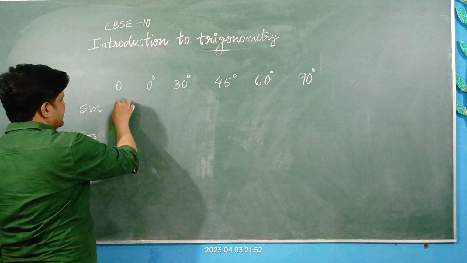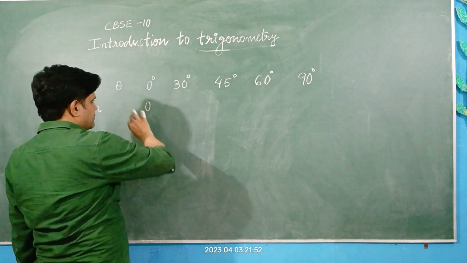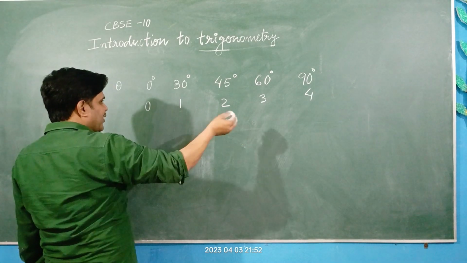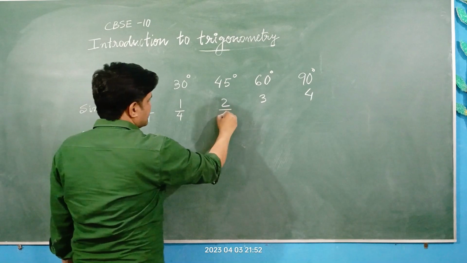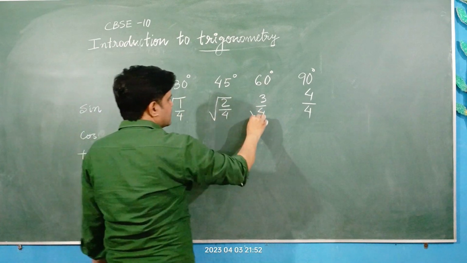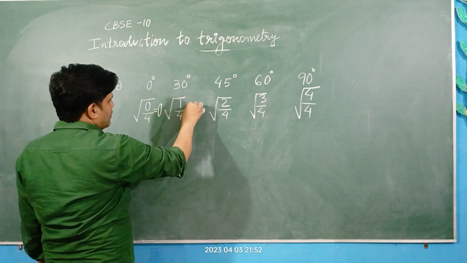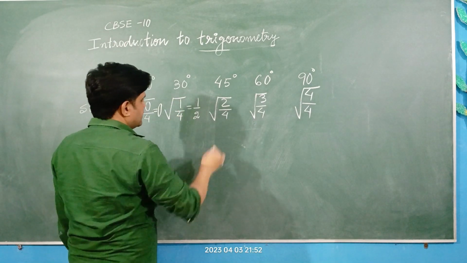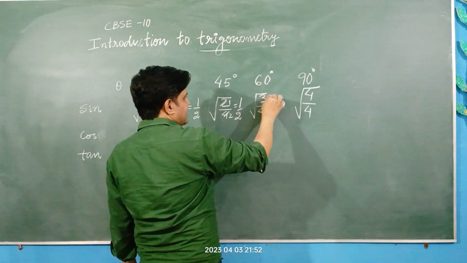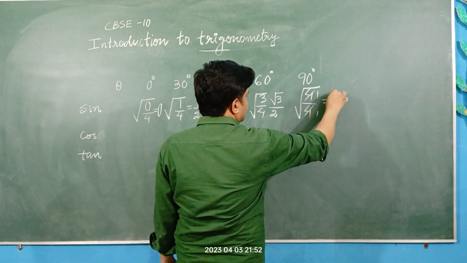So sine of theta, let's say theta is 0 degree, then sine 0 value is 0. How do we obtain that? First, I'll just write the numbers 0, 1, 2, 3 and 4, going up to 4, there is no logic behind it. Let's divide all of them by 4, and let's take the square root of each one of these. What do we get? 0 upon 4 becomes 0. 1 upon 4 becomes 1 by 2. Under root 3 upon 4, square root of 4 is 2, so we get root 3 by 2. And 4 upon 4 gives 1.